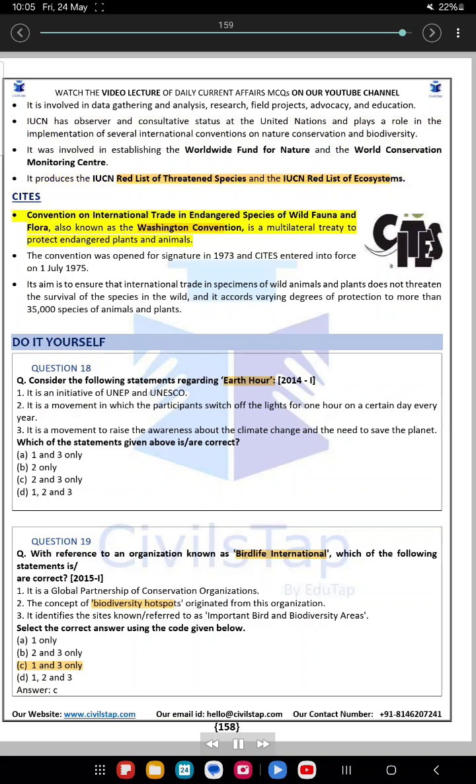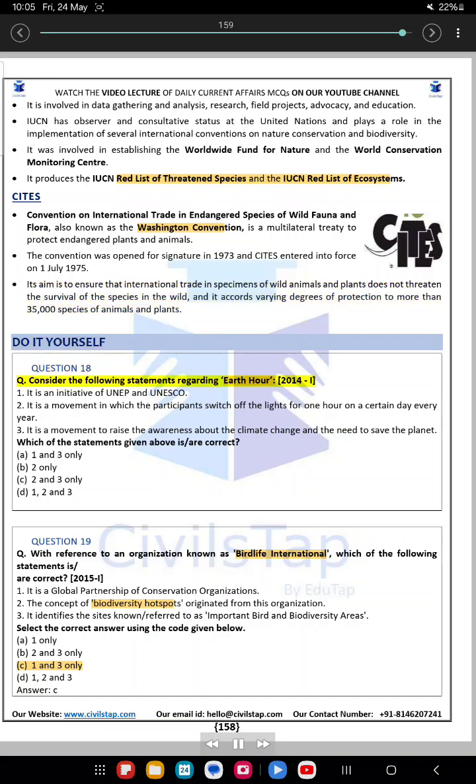CITES, the Convention on International Trade in Endangered Species of Wild Fauna and Flora, also known as the Washington Convention, is a multilateral treaty to protect endangered plants and animals. The convention was opened for signature in 1973 and CITES entered into force on the 1st of July 1975. Its aim is to ensure that international trade in specimens of wild animals and plants does not threaten the survival of the species in the wild, and it accords varying degrees of protection to more than 35,000 species of animals and plants. Do it yourself.